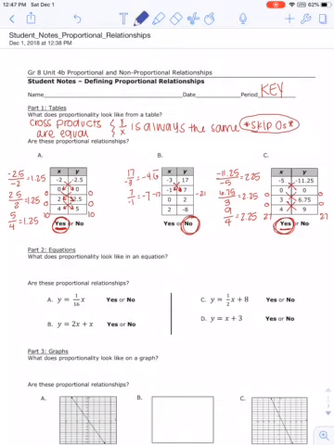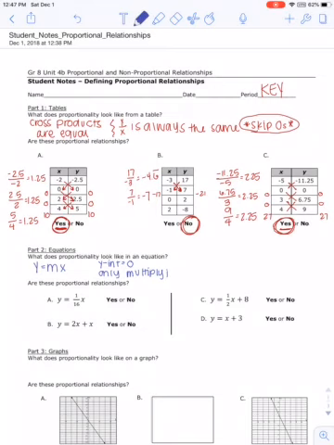Now let's look at equations. Proportionality in an equation is going to look like y equals mx. What that means, if that's what the equation looks like, that means our y-intercept is 0. So y-intercept equals 0. Or you are only multiplying.